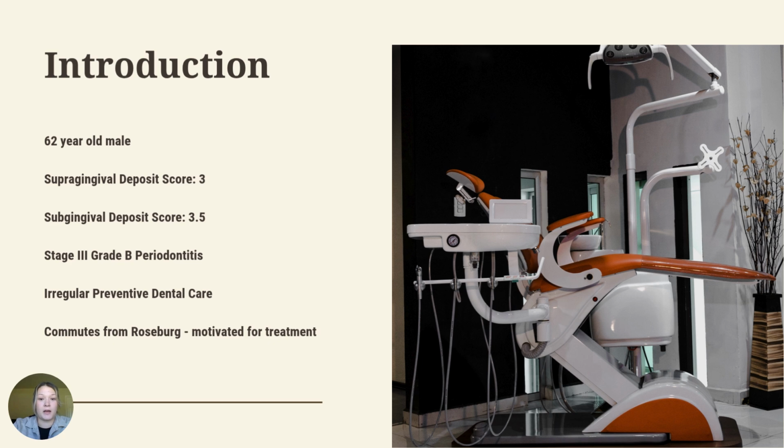Just a little bit of background information on my patient case selection. My patient was a 62-year-old male. His supragingival deposit score was a 3. His subgingival deposit score was a 3.5. He has stage 3 grade B periodontitis. He has irregular preventative dental care. And he actually commutes from Roseburg.